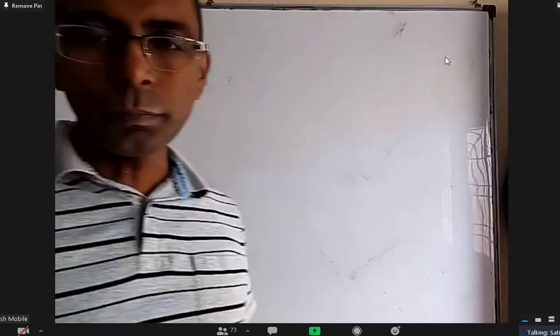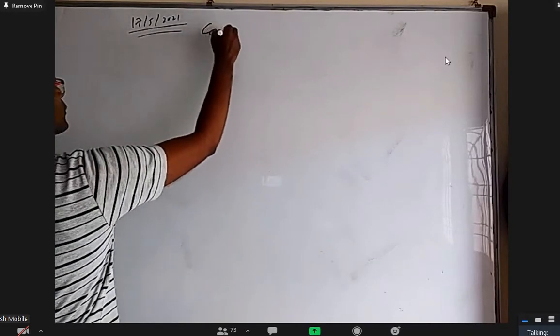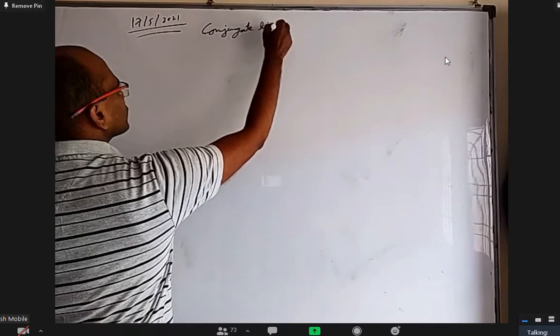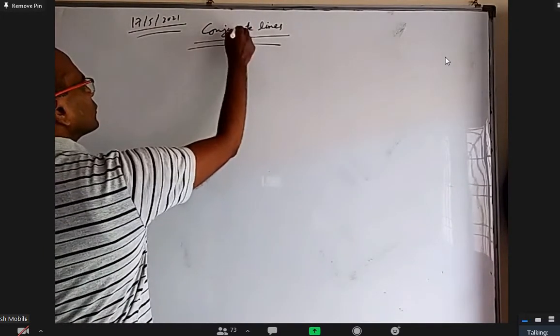What is the last thing we discussed? About conjugate points, right? So now we discuss conjugate lines. Today's date is 17th, huh? Yes. Okay, conjugate lines.